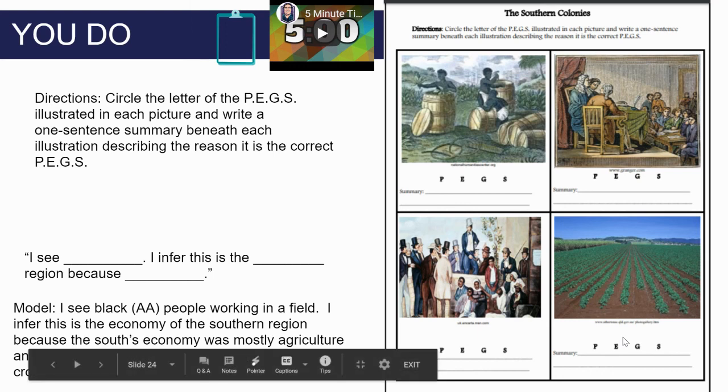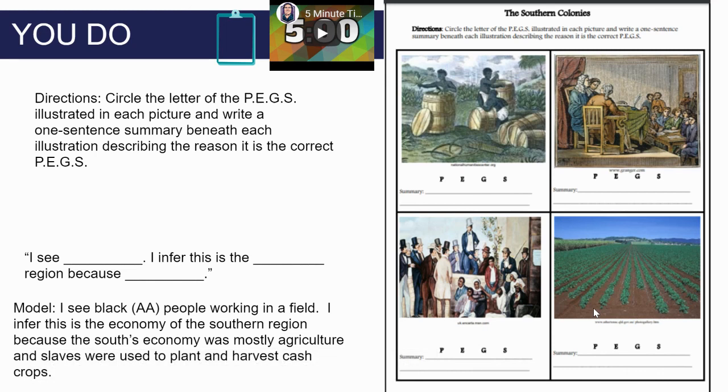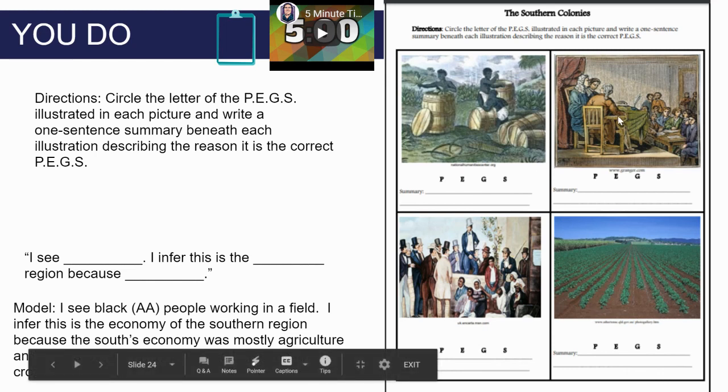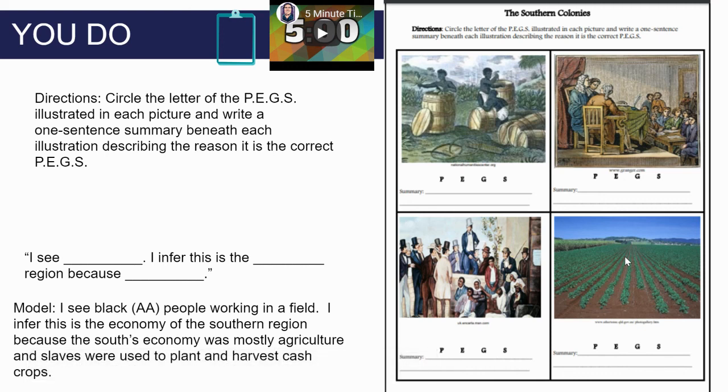This should have been placed inside of your Google Classroom slide, answering each one of these visuals. So teacher side note, you would simply place each one of these visuals as a question inside of your Google Classroom and have them respond to it by giving you a statement and telling you that it's political, economical, geographical, or social in that Google form.